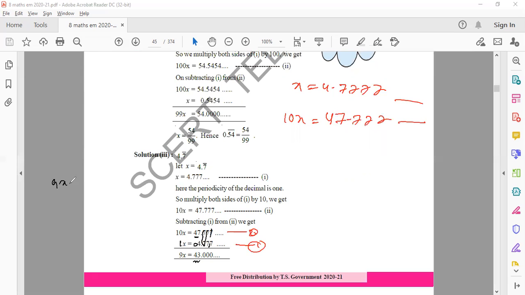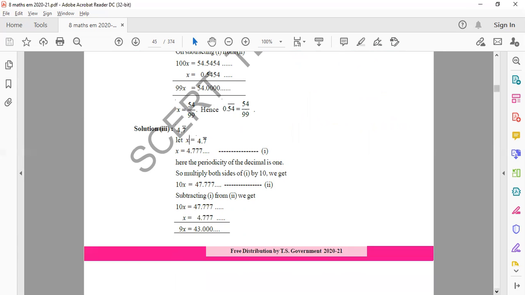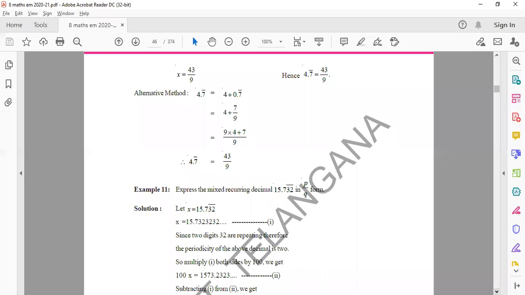So 9x is equal to 43. X is equal to 43 by 9. Any doubt? Clear. So like this, we completed all these things today. Next, it is there.